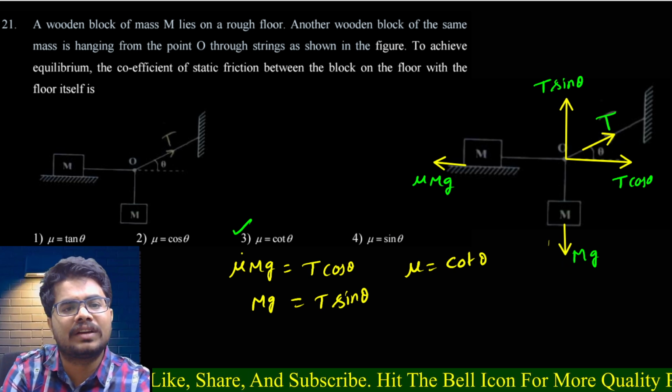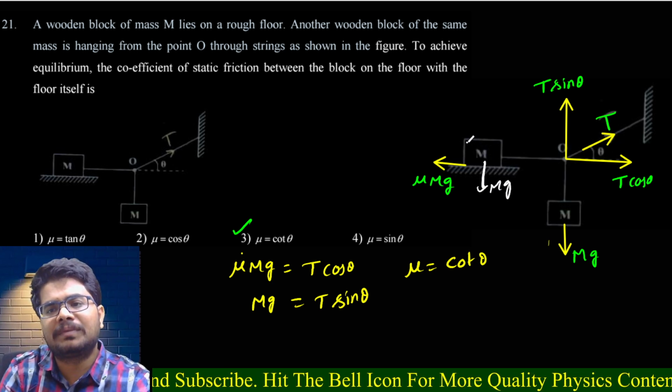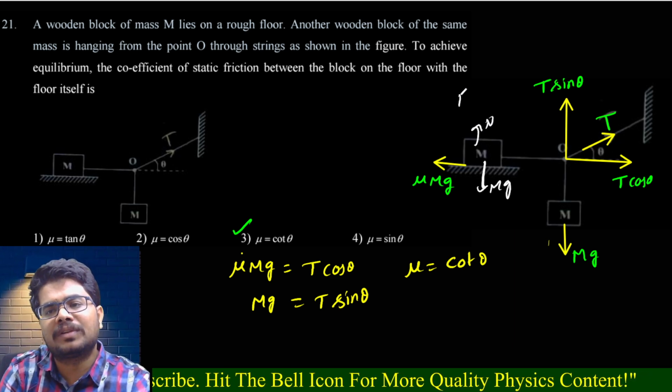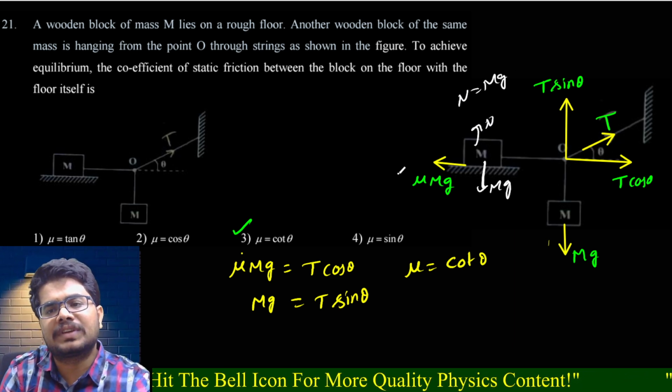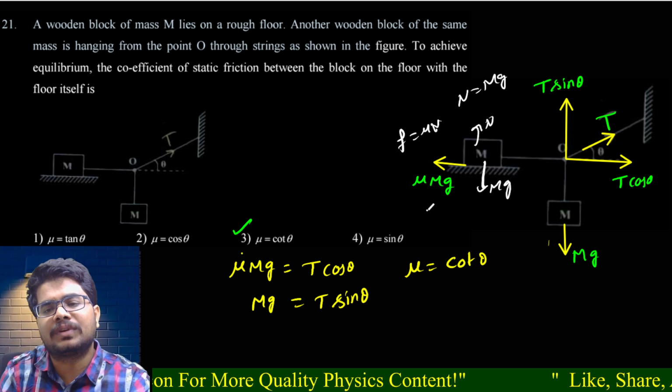Some students may have doubts, sir. How did you get mu mg? Because downward what will we get here? mg. Upward what will we get? Normal. So normal equal to what in this case? mg. So friction equal to what we can write? Mu into normal reaction, mu into mg, which we got here.